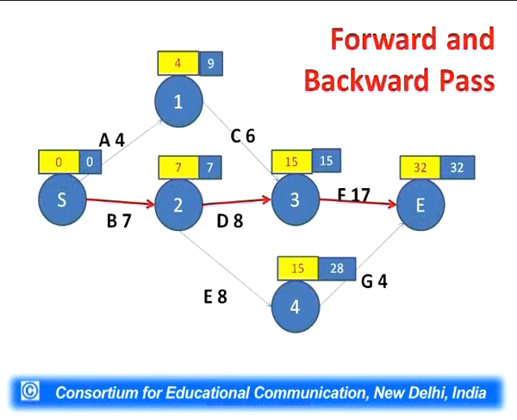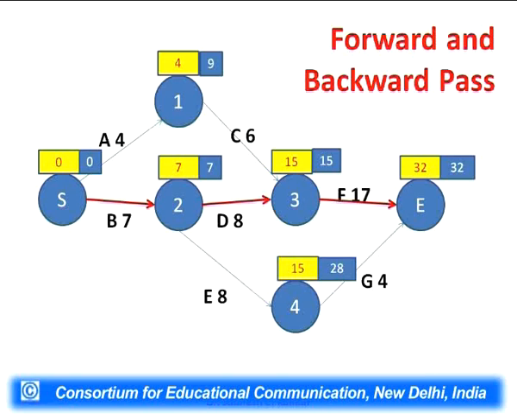So the critical path, in this particular case, is B, D and E, B, D and F. So these 3 activities lie on the critical path. The total is 7 plus 8 plus 17, which is equal to 32, which has already been shown. 32 days is the duration of the project. Activity B, activity D and activity F are the critical activities. What do I mean by critical activities? If we delay these activities, the total project will get delayed. This is the meaning of the critical activity, and the critical path is a path which takes the maximum time.